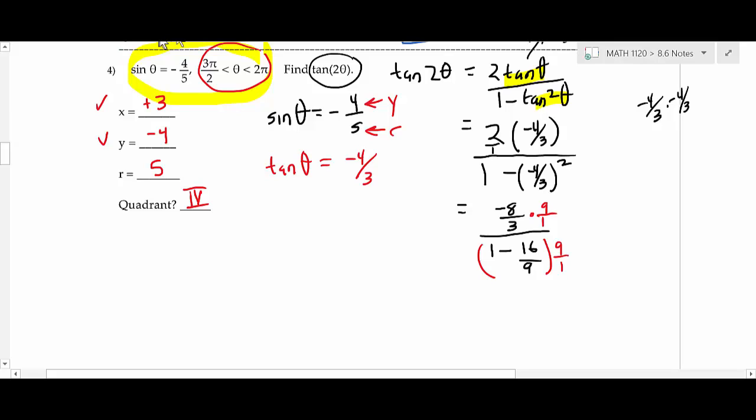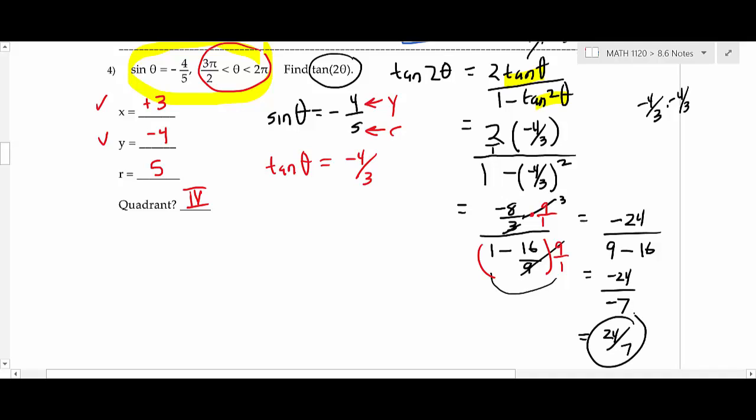Okay? And if you do that, one of the benefits of this is it gets rid of your fractions. So basically 9 over 3 is going to be 3. And then negative 8 times 3 is negative 24, like that. Do a distributive property. 9 times 1 is 9. And then those will cancel out, so that's 16. That's just the way I like to do it. To me, it's just simpler. So that's negative 24 over, what is that, negative 7? So the answer is 24 over 7, like that.